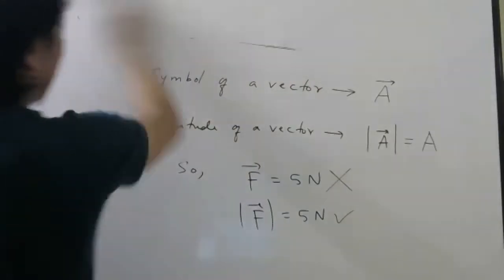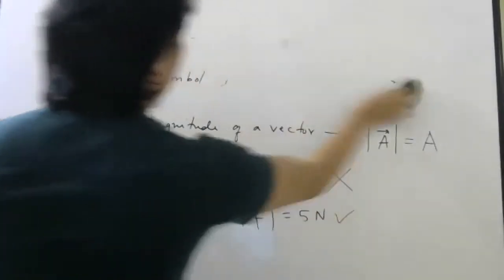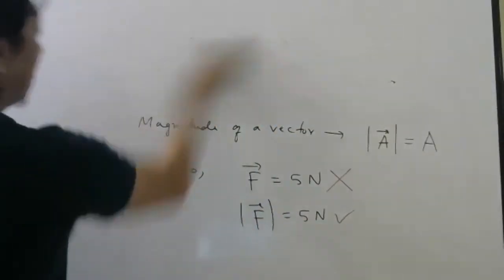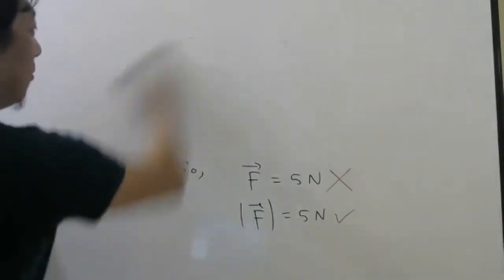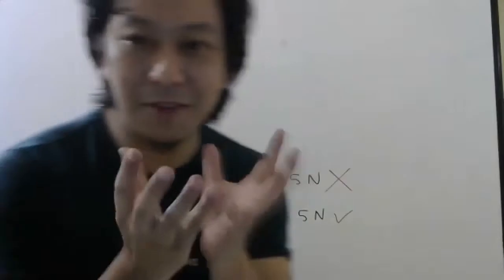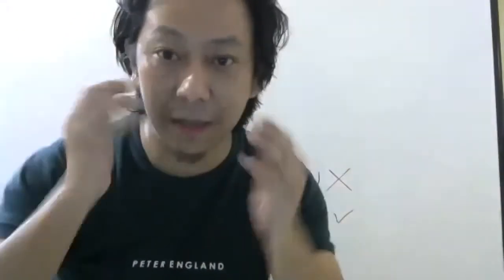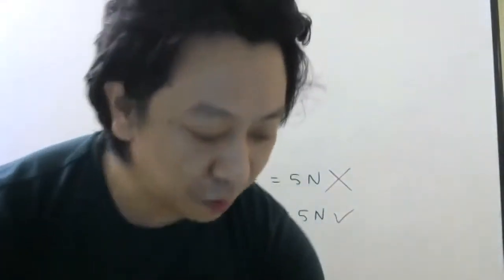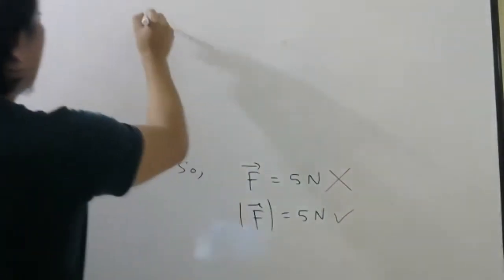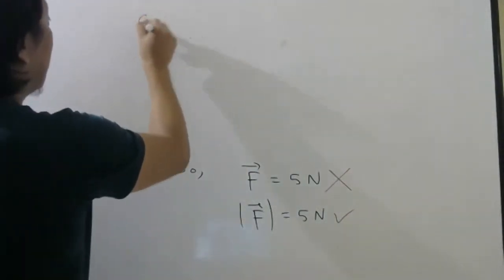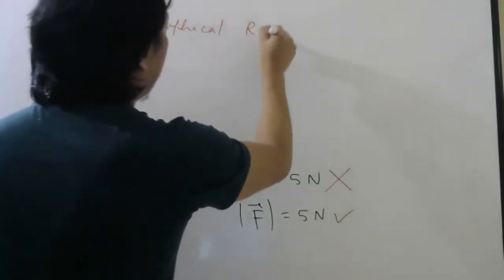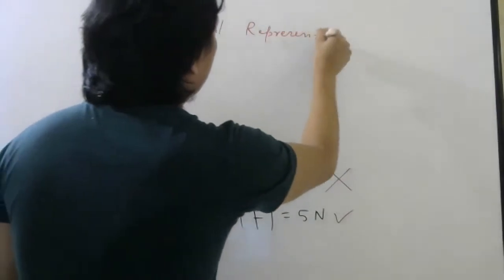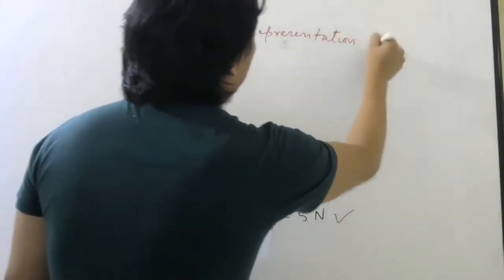Once you have learned about the symbol, now we want to play with vectors. If you want to play with something, you need to have it in your imagination. At least you should be able to think about it, right? So we will draw a picture of a vector now. Graphical representation of a vector.